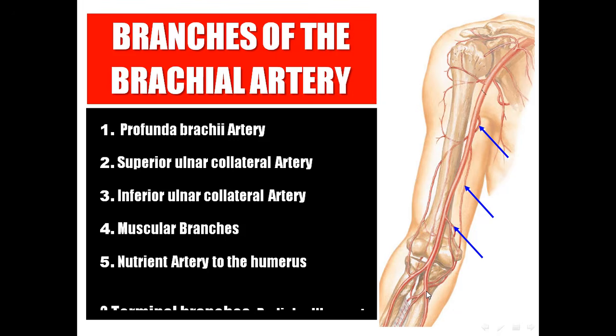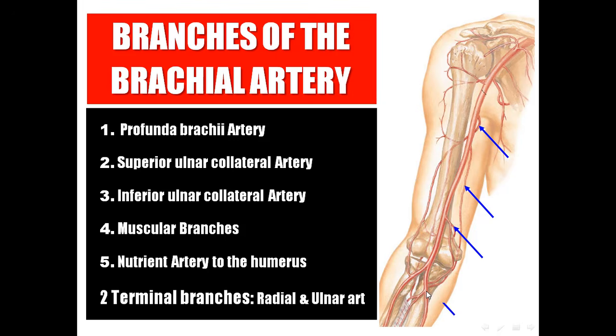So branches of the brachial artery. First branch, the largest branch, is the profunda brachii artery. Second branch, superior ulnar collateral. Then inferior ulnar collateral. Muscular branches and the nutrient branch to the humerus, and the 2 terminal branches, ulnar artery and radial artery.